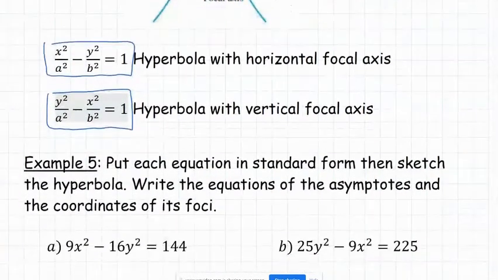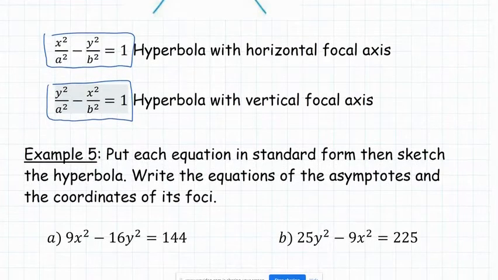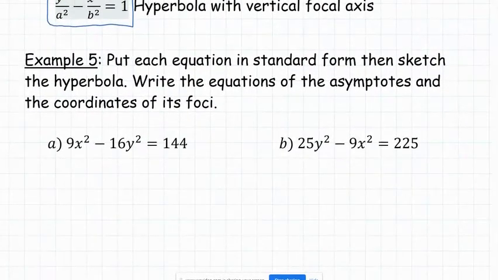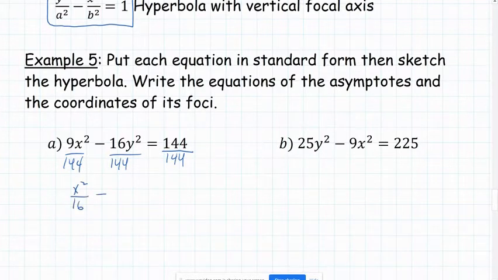Okay, so let's see how this works with a couple examples. So for example, 5A, first we want to put it in standard form. So just like with ellipses, we want a 1 over here. So we're going to divide everything by 144. And we get 9 over 144 is 1/16. So this is x squared over 16 minus y squared over 9 equals 1.